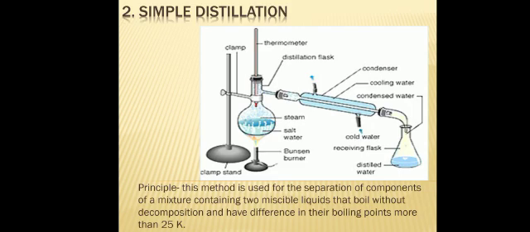The requirements for simple distillation are an iron stand, round bottom flask, thermometer, burner, mixture of two liquids, condenser, receiving flask or conical flask, and cold water along the pipe.